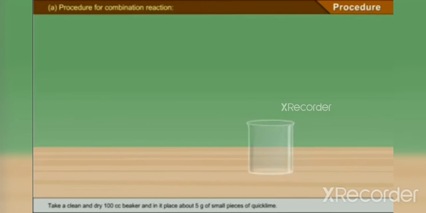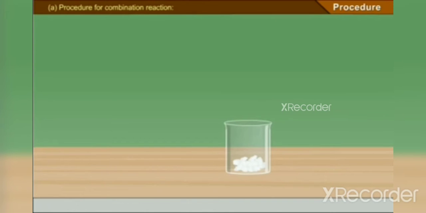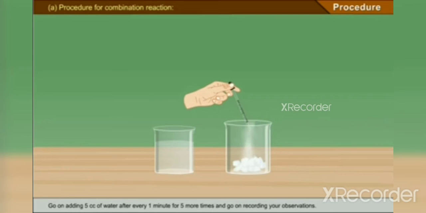Now, what is the procedure that we will see? Let us see the procedure, children. We have to take a clean and dry beaker, or we may take a china dish, and place in it about 10 grams of small pieces of calcium oxide. The precaution we have to take is that we should not touch these pieces with the hand, otherwise it may cause severe skin burn. So we have to take the pieces with the help of tongs or forceps.